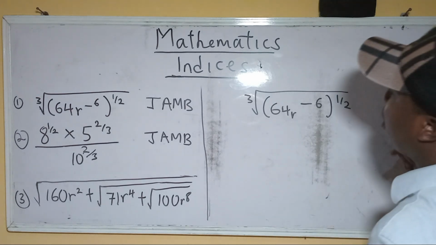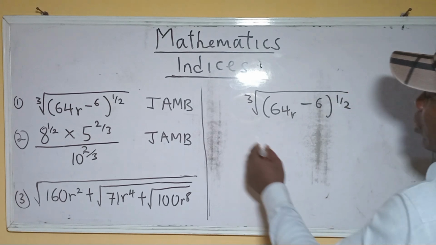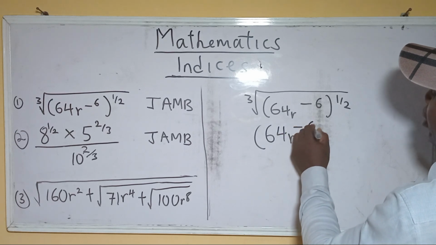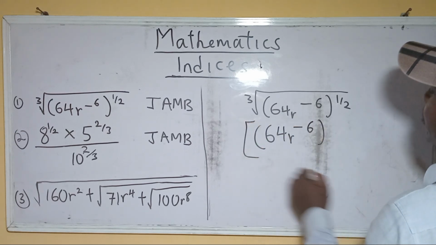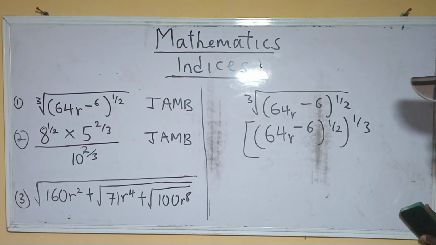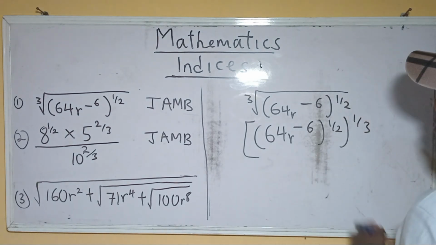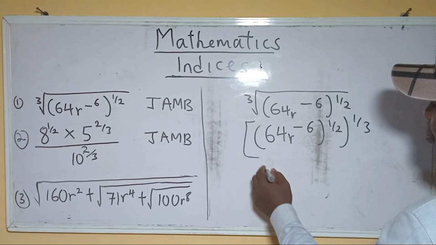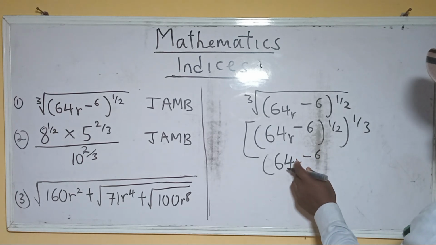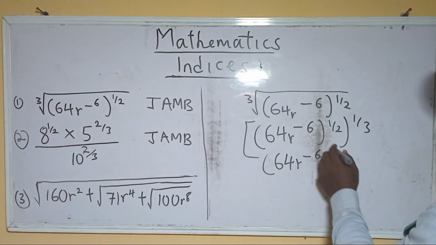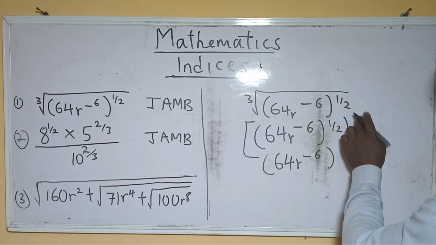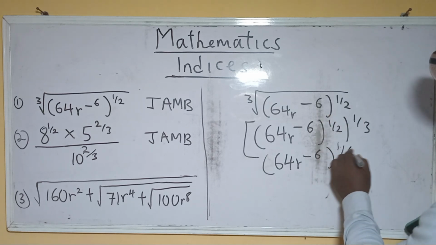So I will have (64r^6)^(1/2) times 1/3. Let's go further. If I multiply this one times this one, it gives us 1/6, and 1 times 1 gives us 1, so I have 6 left.